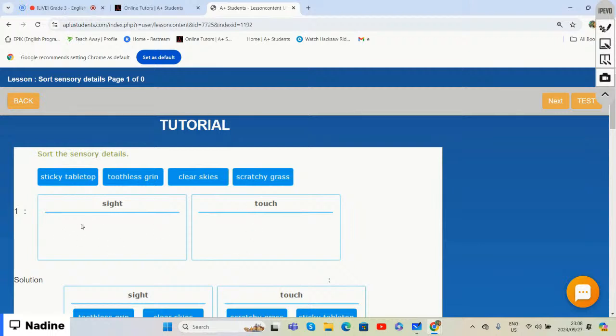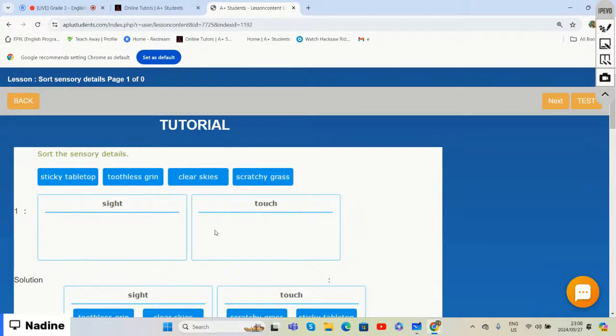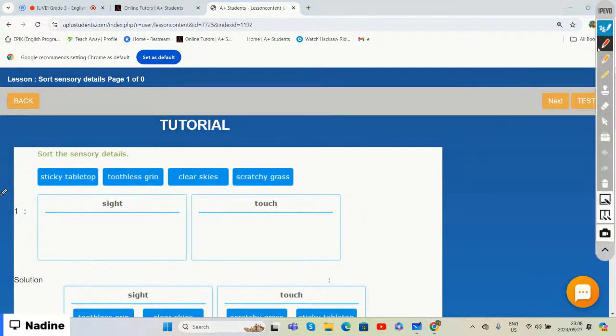So now we're going to look at these words that are given to us and sort them out under things that you can see and things that you can touch. If we look at the first one, it says sticky tabletop. A sticky tabletop, is it something that you can see or something that you can touch?